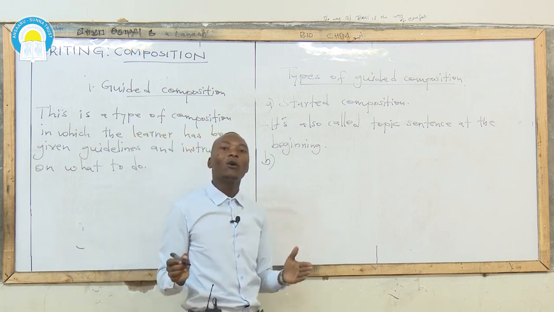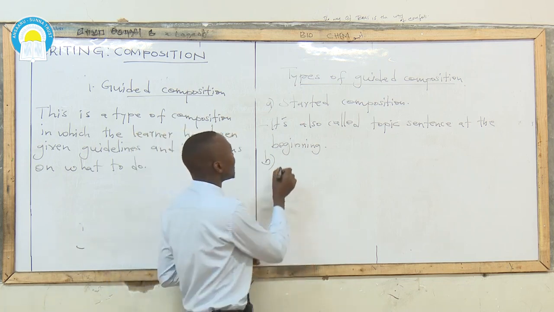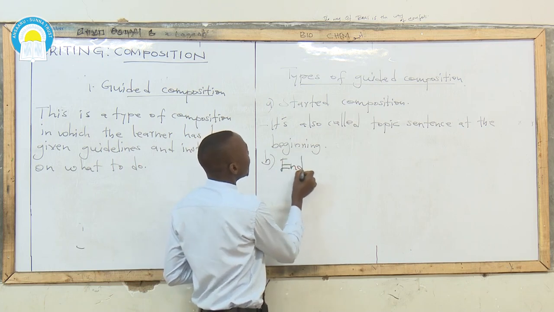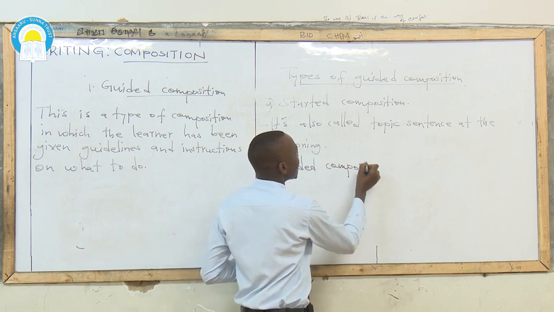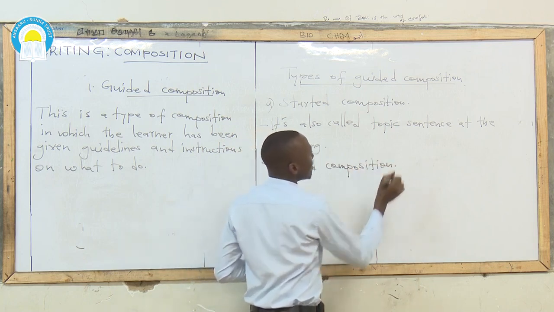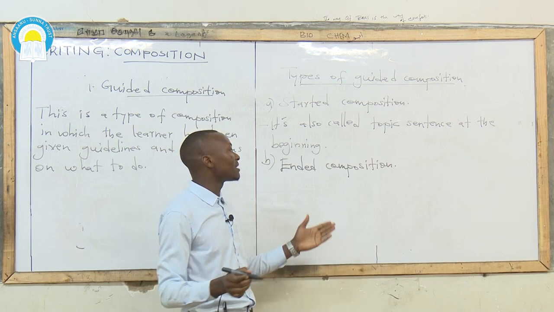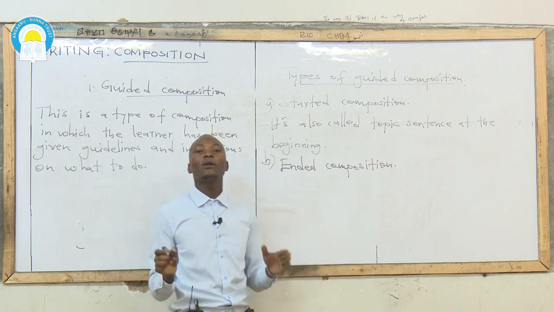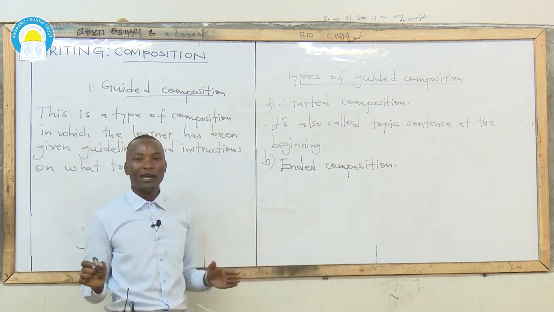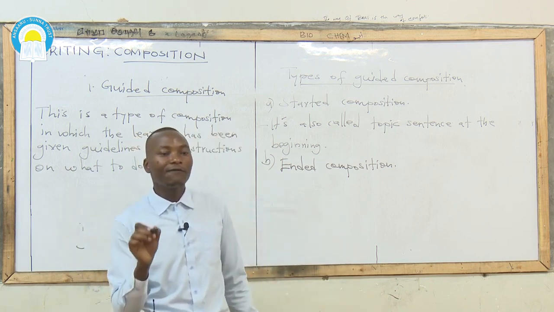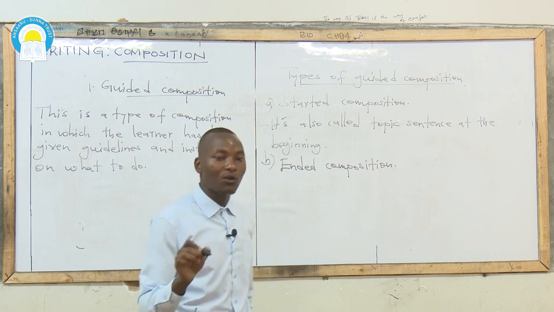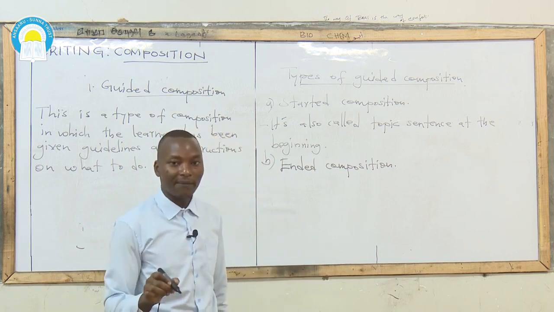Number 2, we have got the ended composition. Now, ended composition, just as the name suggests, is a kind of composition in which the ending has been provided. The ending of a composition has been provided. And it is vital for the learner to end this composition with the ending provided.